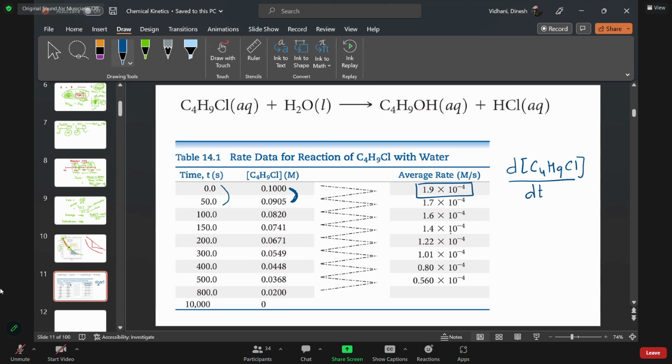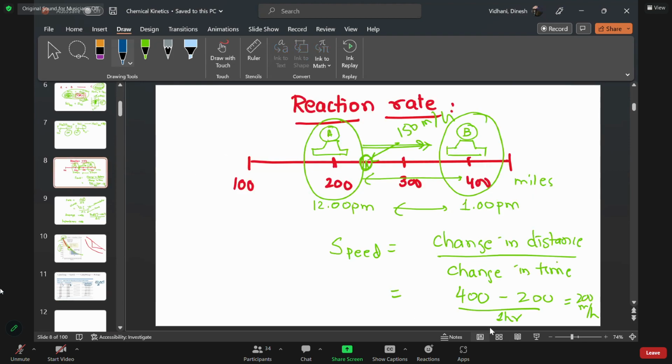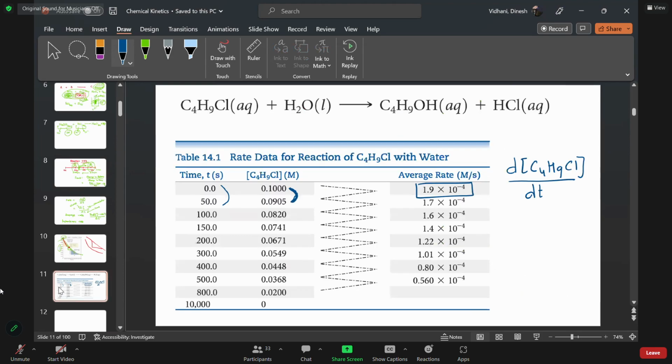Just like when you are trying to find the speed between 2 points, you found the change in distance over the change in time, and you found the speed of your car. It's exactly the same way. You are looking at the final point minus the initial point. So final concentration minus the initial concentration, and the final time minus the initial time. That's going to give you the speed of reaction. Okay.